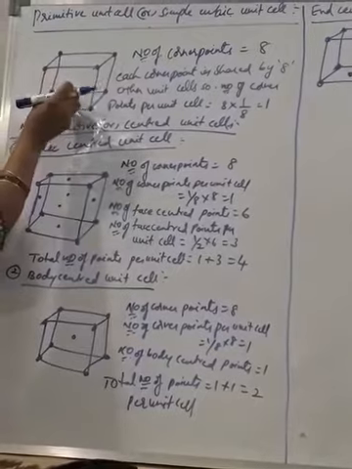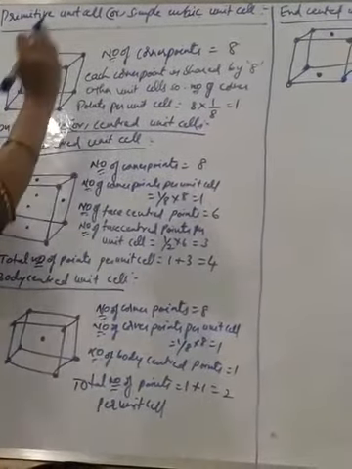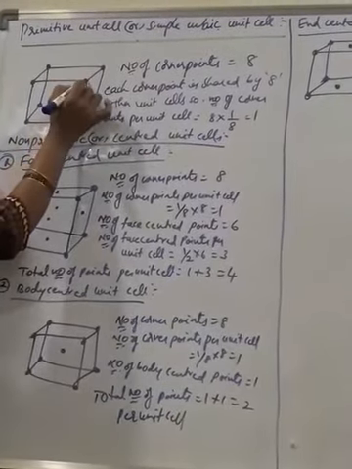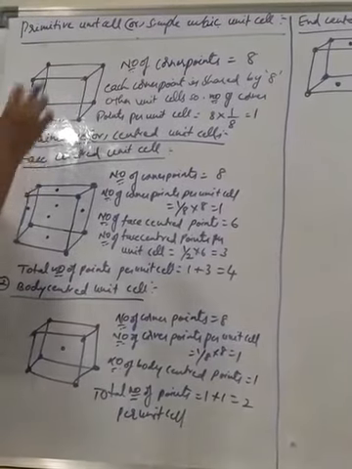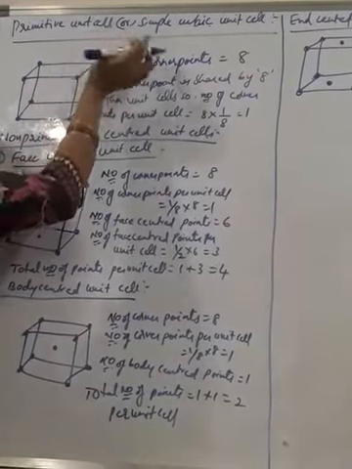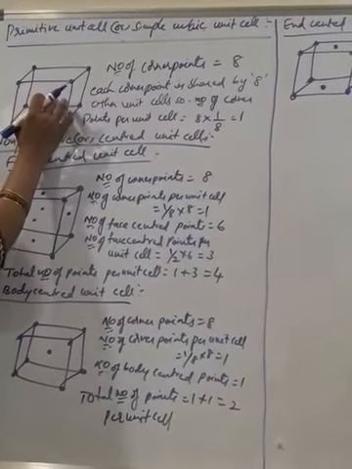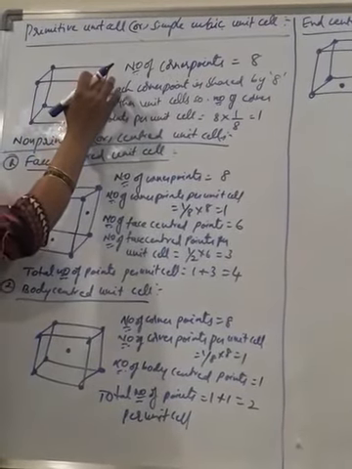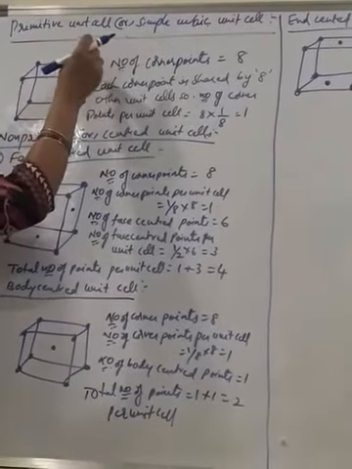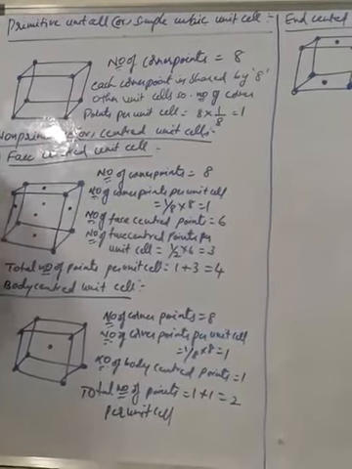Many unit cells of this type repeat in 3-dimensional space. So each corner point is shared by 8 other unit cells. Okay, so this corner point is shared by 8 other unit cells. That's why, since each corner point is shared by 8 unit cells, only 1/8 part of it belongs to this particular unit cell.